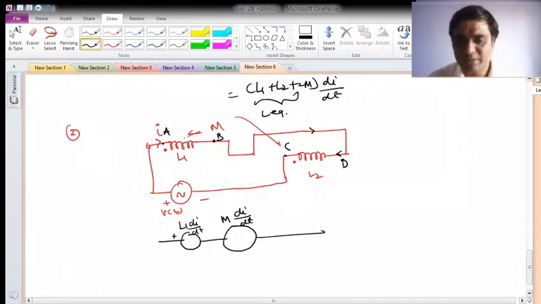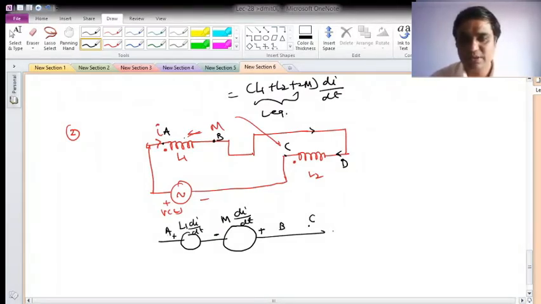So here what is happening? Current is entering in without dot. Okay, so now dot side will be negative and without dot side will be positive, because current is not flowing into the dot but current is flowing in the other terminal of dot. Okay, so this will be the polarities for A and B.